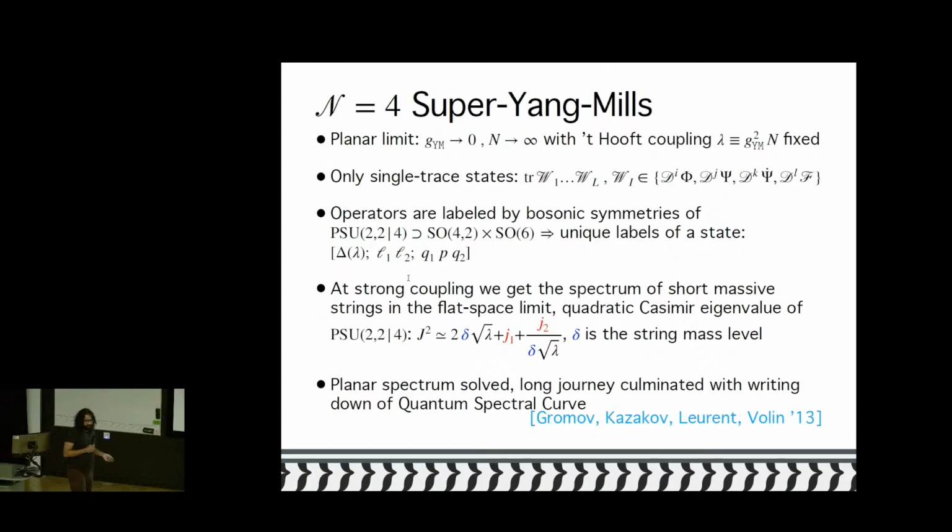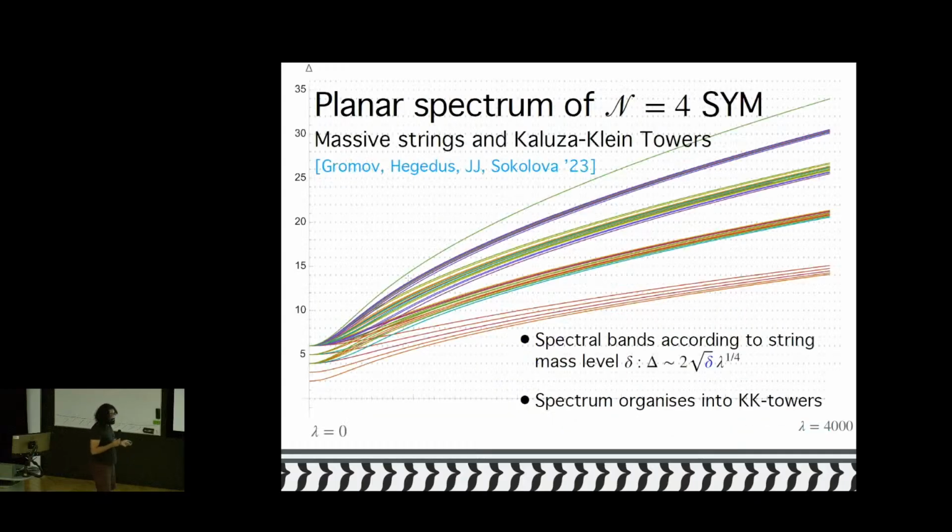The planar spectrum of the theory is solved. A long journey which was pioneered by various members of this community, and my favorite way of doing it at least is called the quantum spectral curve, and here's the spectrum of the theory. So, 2 years ago with our collaborators, we got these plots.